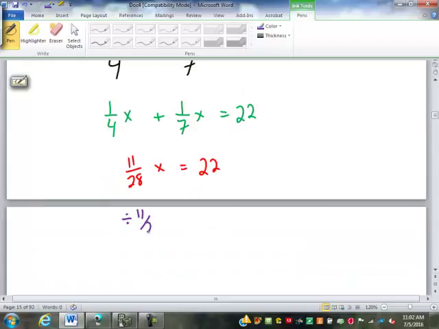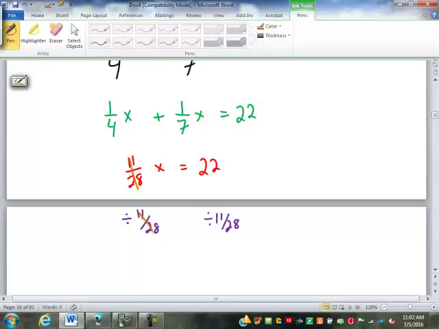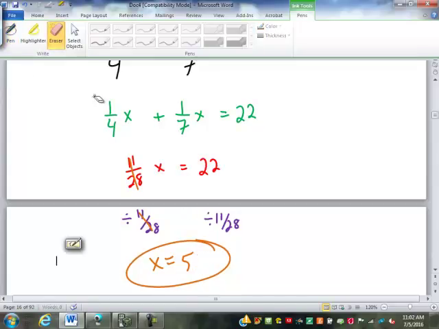Divide by 11/28. Which gives us that x equals 56. I don't know where the 2 came from. That should be 56. Anybody get 56? A few of you. Good. You're getting better.